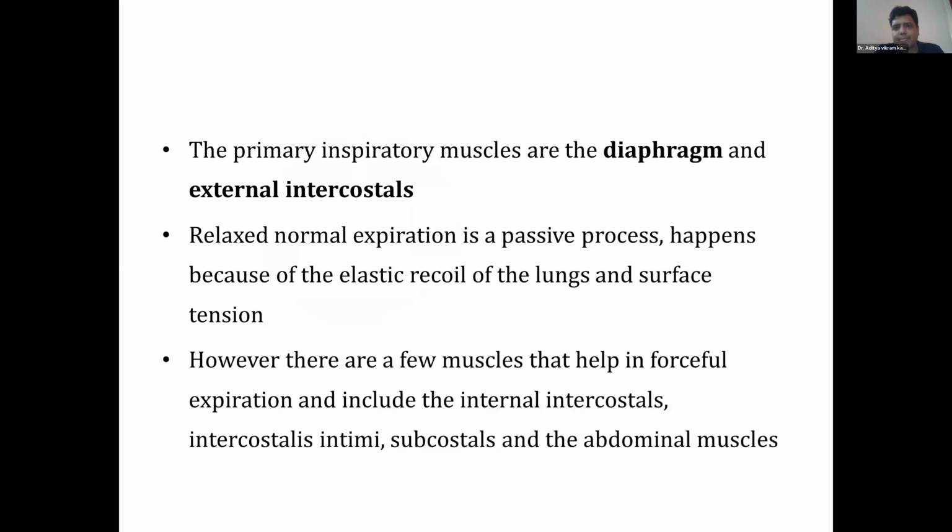So when we talk about shortness of breath, or difficulty in breathing, or whatever abnormality in breathing, what we have to understand is the basic muscles of breathing. There is inspiration and expiration. The primary inspiratory muscles are the diaphragm as well as the external intercostals, whereas normal expiration is a passive process. By the elastic recoil of the lungs and other physiological factors, expiration usually happens at rest. Sometimes when you require forced expiration, or during exercise, other muscles might help in expiration, like the internal intercostals, the subcostals and the abdominal muscles.